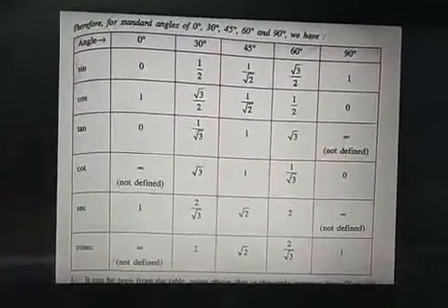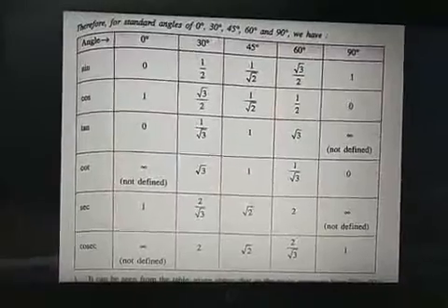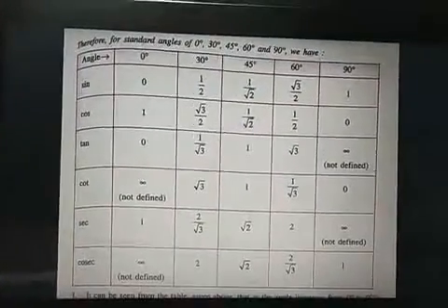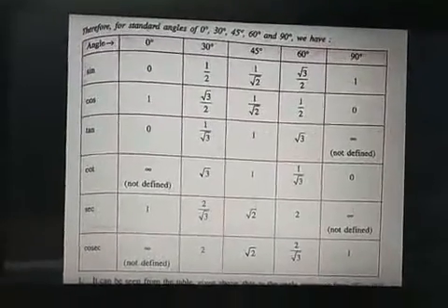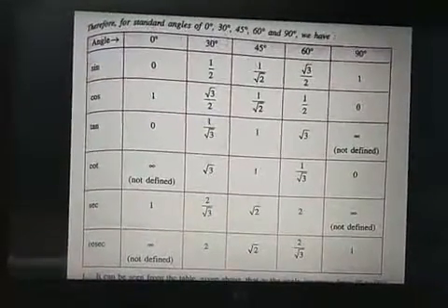Okay. Tan 45. Now tan 45 is also the same. You divide the value for sine 45 by cos 45. Since it is 1 by root 2, 1 by root 2, it gets cancelled out. So tan 45 degree will be 1.